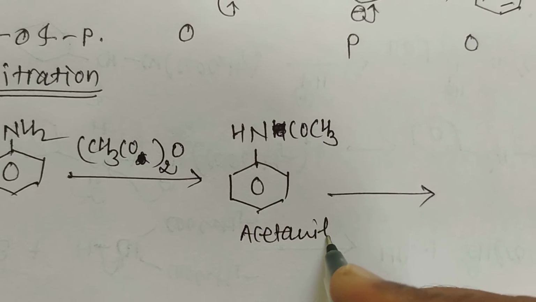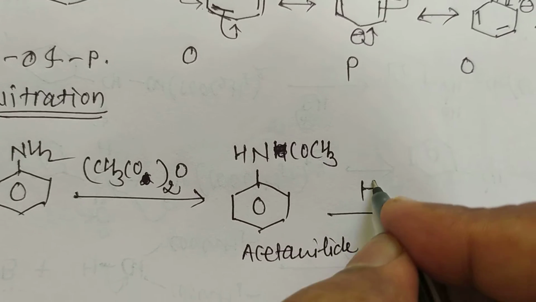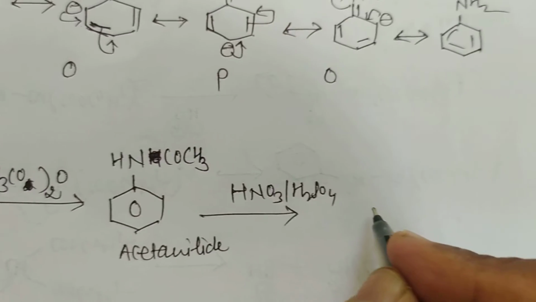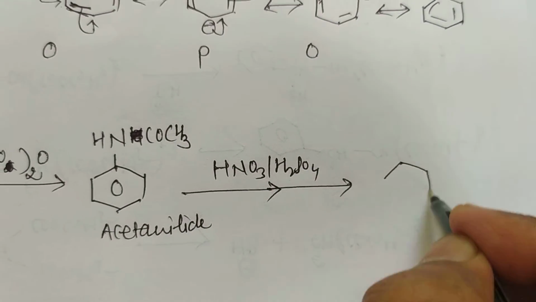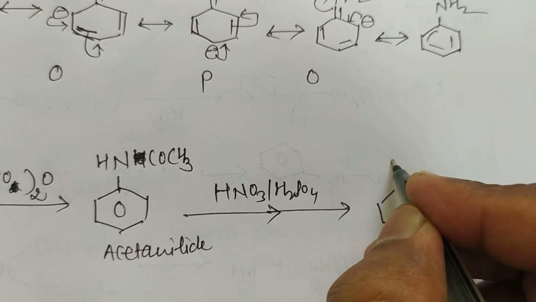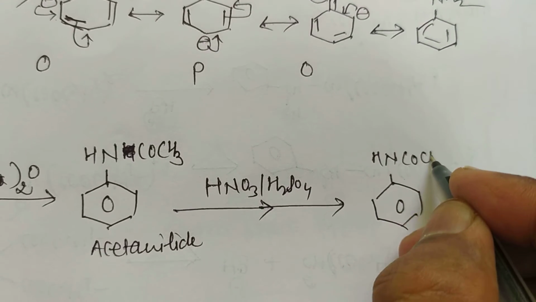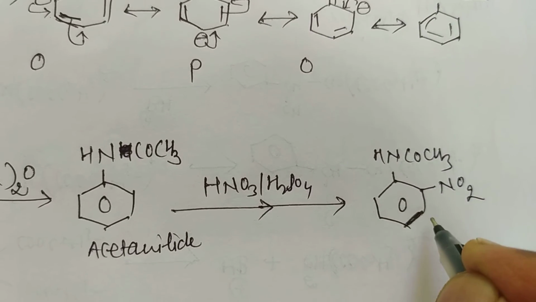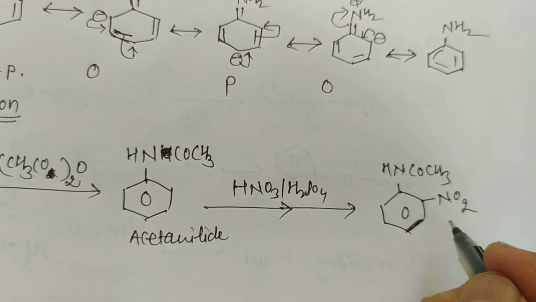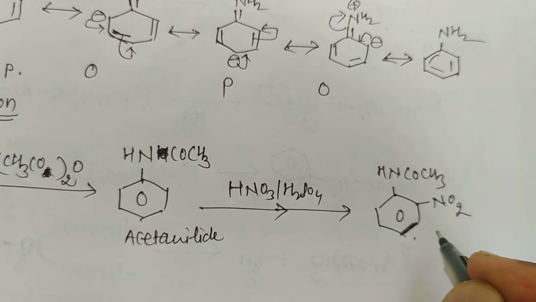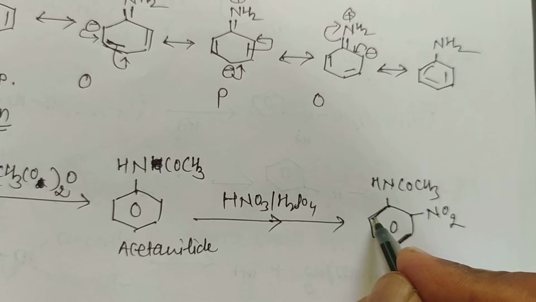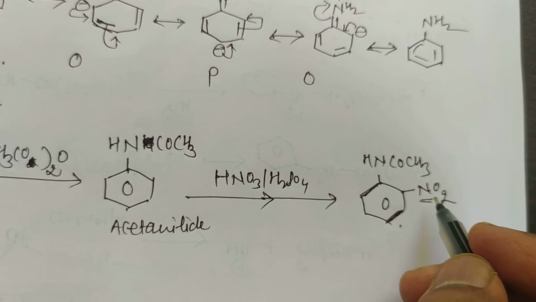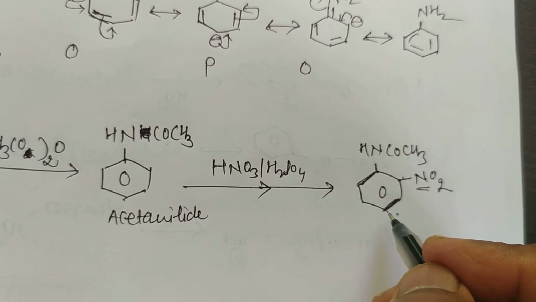Acetanilide undergoes nitration, means HNO3 and H2SO4, and here we can obtain NHCOCH3, and nitration occurs at the ortho position or para position. Why does it occur at ortho or para position? Because nitration is an electrophilic substitution reaction. Therefore, addition of NO2 takes place at either the ortho position or para position.